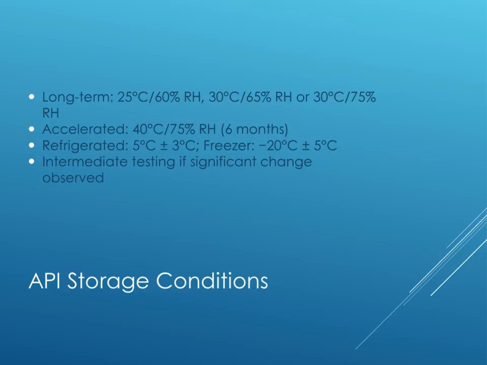For APIs stored in refrigerators or freezers, specific conditions apply. 5 degrees Celsius plus or minus 3 degrees Celsius and minus 20 degrees Celsius plus or minus 5 degrees Celsius, respectively. This isn't just science. It's about protecting the supply chain from heat excursions during storage.